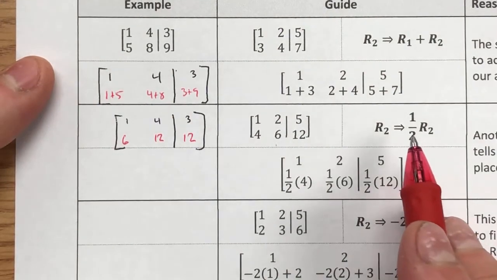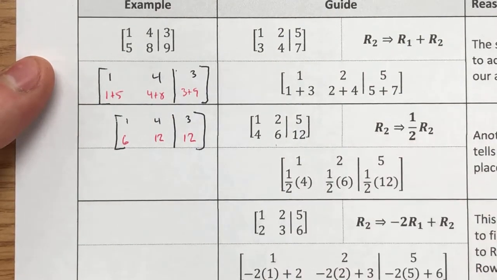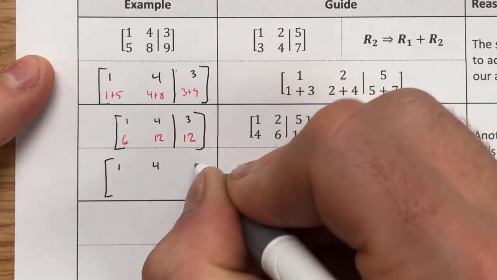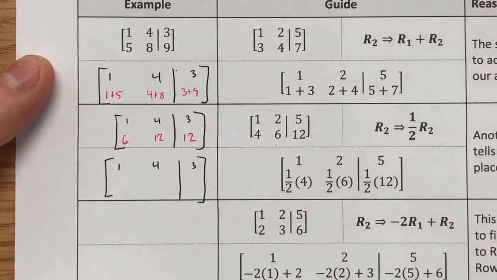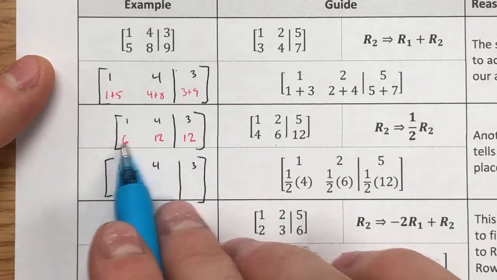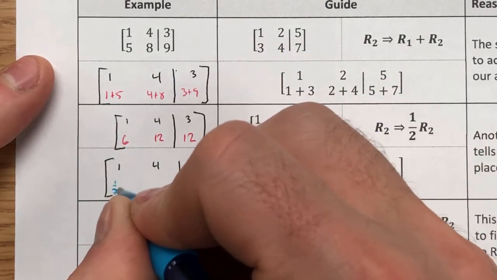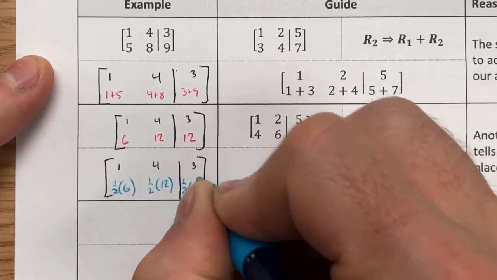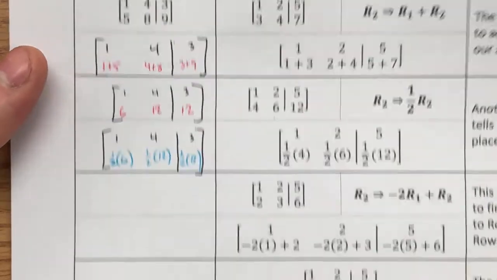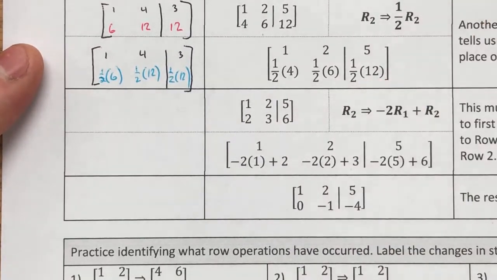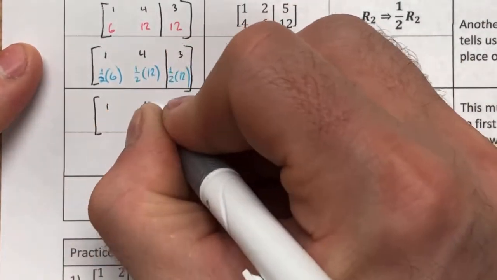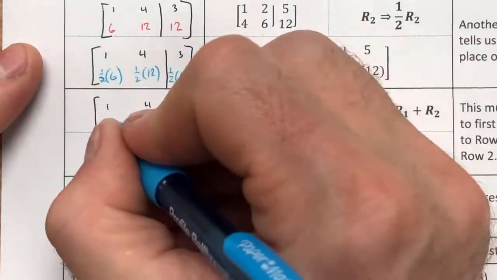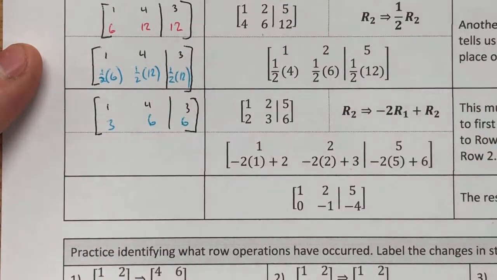If I keep following the same set of examples, I'm going to replace row 2 with half of itself, which again means that I'm going to leave row 1 untouched. 1, 4, 3. And I'm going to replace row 2 with half of itself. So half of 6, half of 12, and half of 12. Which means that top row untouched, 1, 4, 3. My augment line in there. Half of 6 is 3, 6, 6.